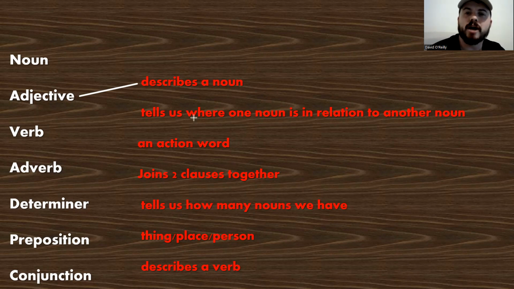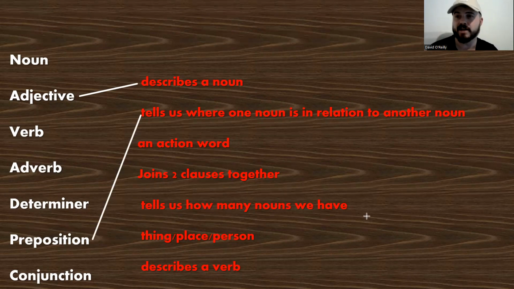Next one tells us where one noun is in relation to another noun. So, can you let me know what you think it is before I link it? It is a preposition. A preposition tells us where one noun is in relation to another noun. This definition might be a bit vague. There might be a little bit more to it, but for now, it's all I want you to remember, and we will not go wrong.